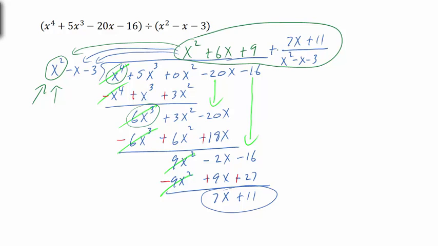So in this case, this tells us that the x squared minus x minus 3 is not a factor because it did not divide evenly.